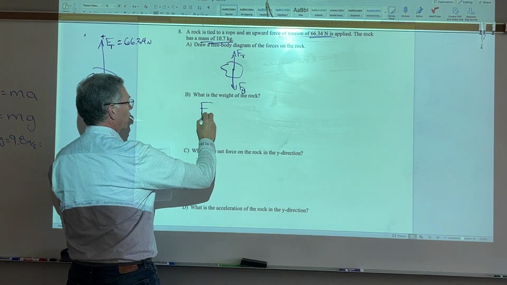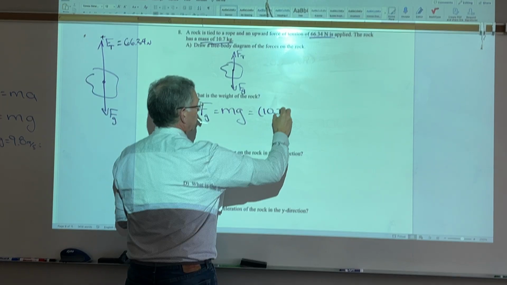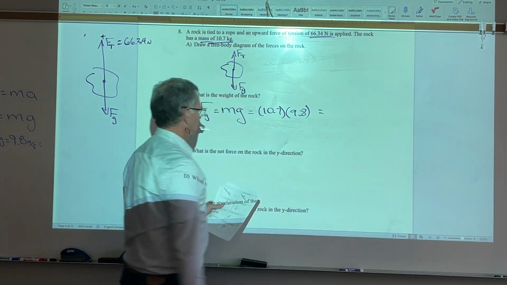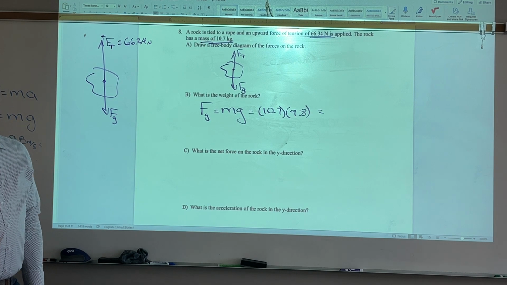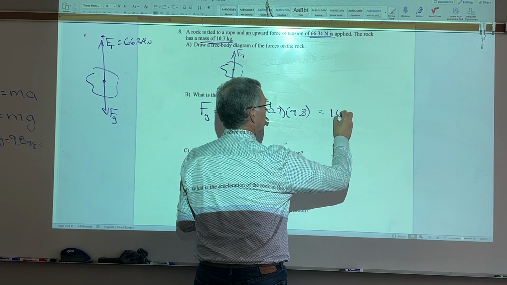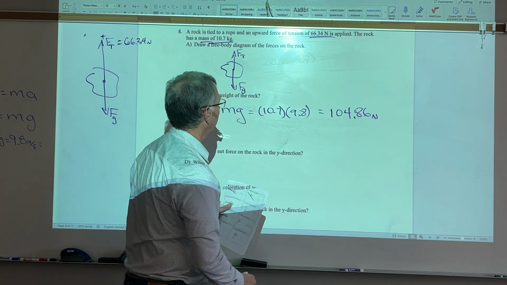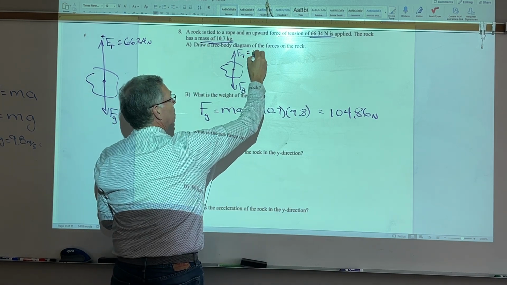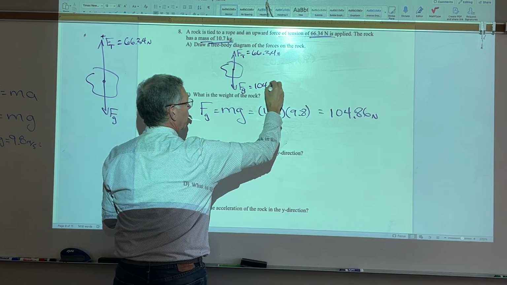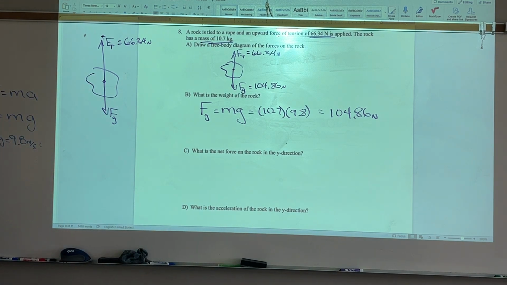Then force of gravity, mass times acceleration due to gravity, so 10.7 times 9.8. And what is that? Jackson, you got 104.86. Okay, great. So 66.34 on the tension, 104.86 on the gravity.